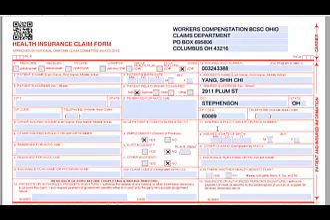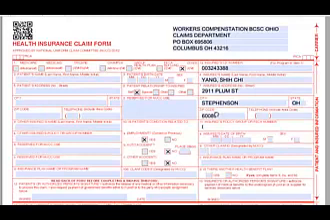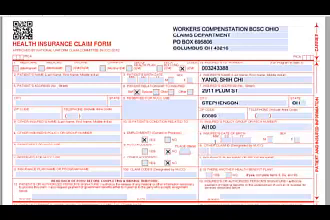Box 11 is the policy group or FECA number, and if there is one, then we would go ahead and put it in this box. And in this particular case, we do have a group ID number, and it is AI100. Then we would go ahead and put in 11A the insured's date of birth. And this is a female patient.